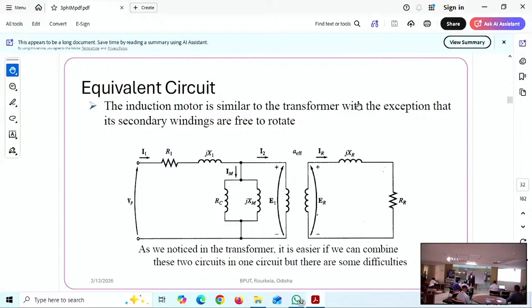Before that, we discussed synchronous reactance. In an induction motor we don't use synchronous reactance frequently, but in an alternator it is fixed.